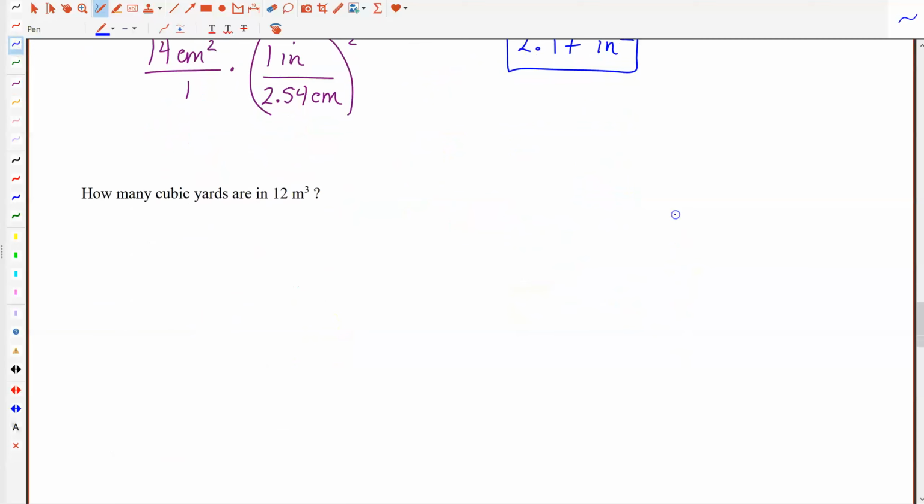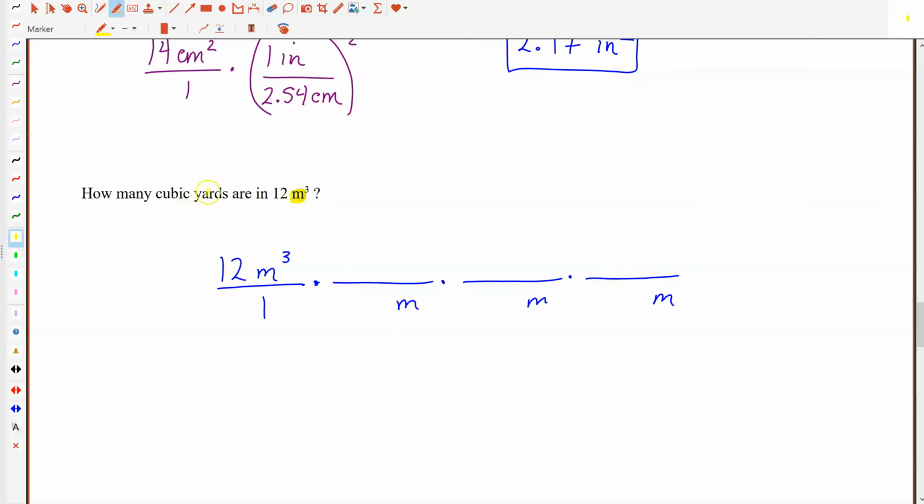Let's do a volume conversion. How many cubic yards are in 12 cubic meters? I'll start with putting 12 cubic meters in the numerator of a fraction over the number 1. Now I technically have 3 meter units that I need to cancel, so I'm going to set up 3 new fractions with meters on the diagonal, and I'm going to ask myself if I know a relationship between meters and yards.